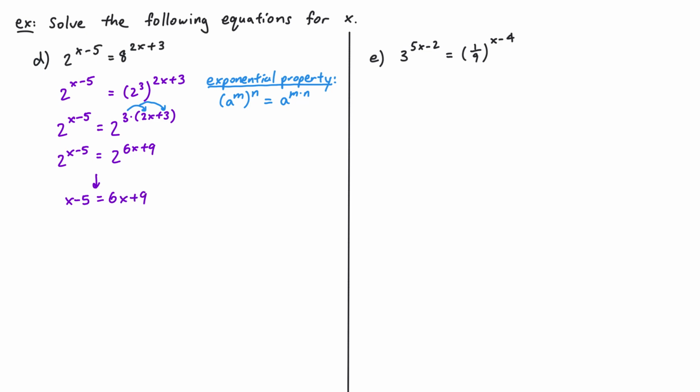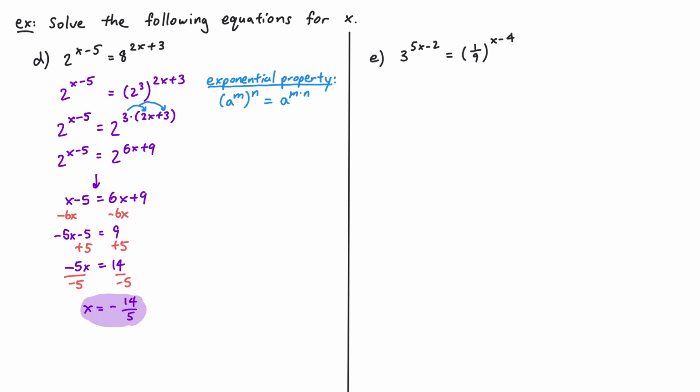So we've now transformed our exponential equation into an algebraic equation. And now we can solve by subtracting 6x from both sides. This gives us negative 5x minus 5 equals 9. And add 5 to both sides. We end up with negative 5x equals 14. And then lastly, divide both sides by negative 5. We end up with x equals negative 14 over 5. So that is the solution to our exponential equation.